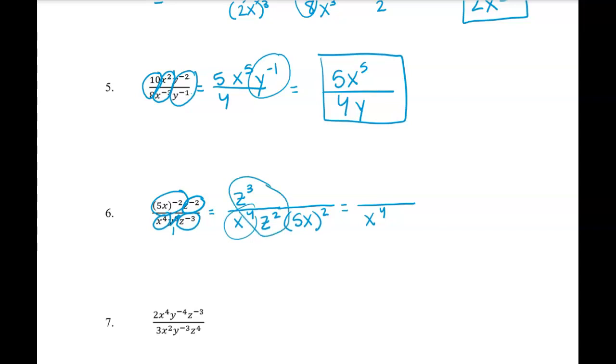Z cubed over z squared, 3 minus 2 is 1, so we end up with a z to the power of positive 1. 5 squared is 25. X squared is x squared. So close. Top we have z, because we don't need the 1. X to the 4th times x squared. 4 plus 2 is 6. So we have x to the 6th, and I'll put 25 in front.